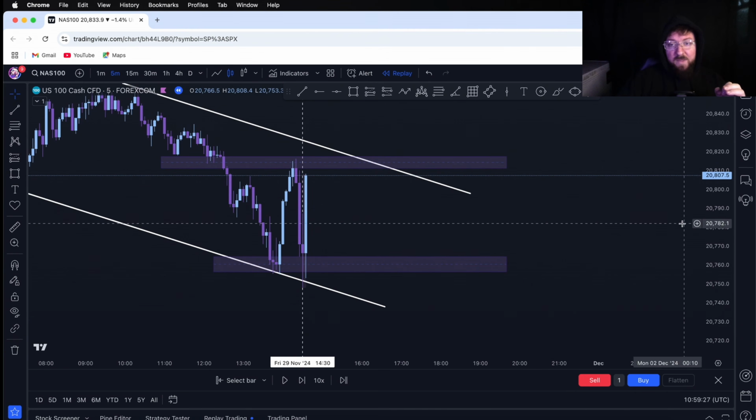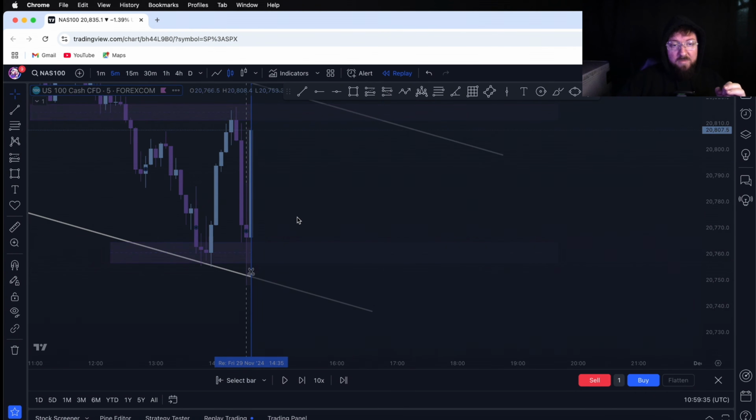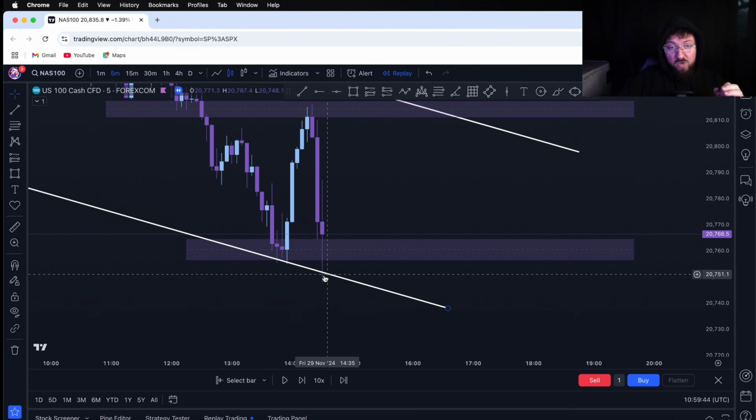Right, cool. So you could have got stopped out there. Let me show you how. This is how you could have got stopped out, because when price broke through, let me get rid of this white line, when price broke through and wicked through like that, you could have got stopped out because you would have just entered on the break, right?